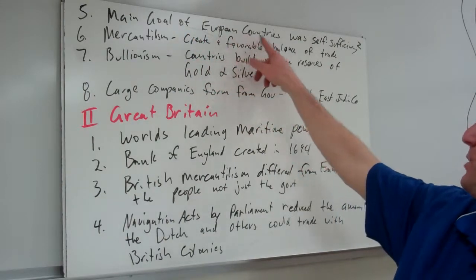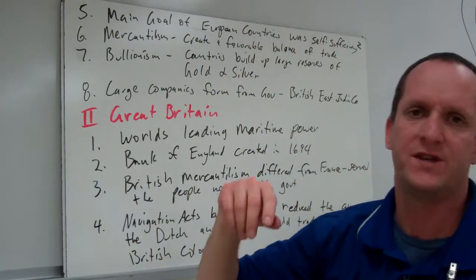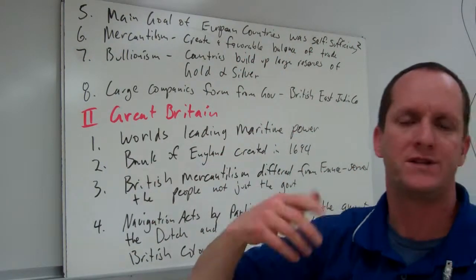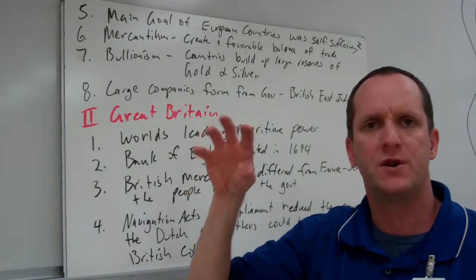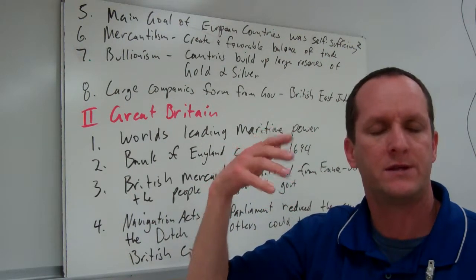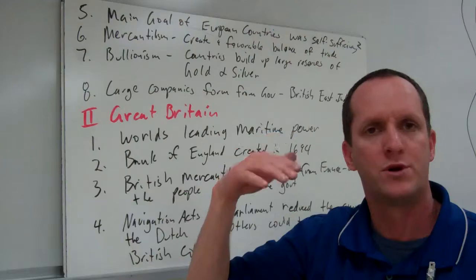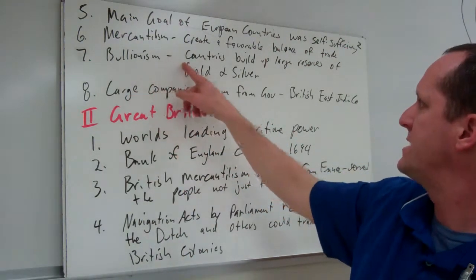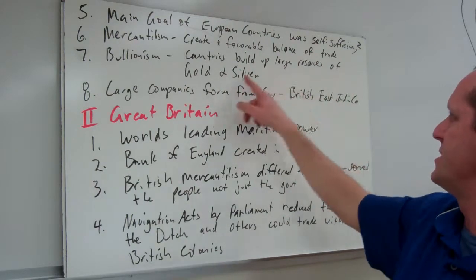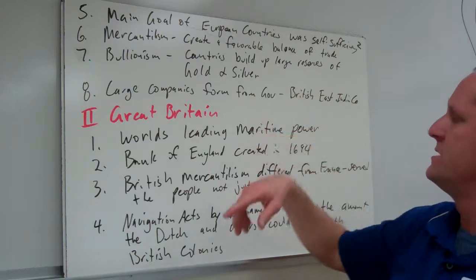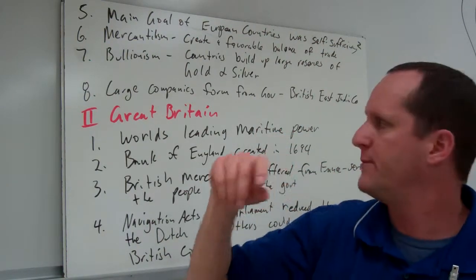The main goal of European countries was self-sufficiency. Mercantilism was to create a favorable balance of trade, so your country is receiving much more money, and to increase the economy, much more so than putting stuff out. Bullionism is countries build up large reserves of gold and silver. Now, large companies form new governments, such as the British East India Company.